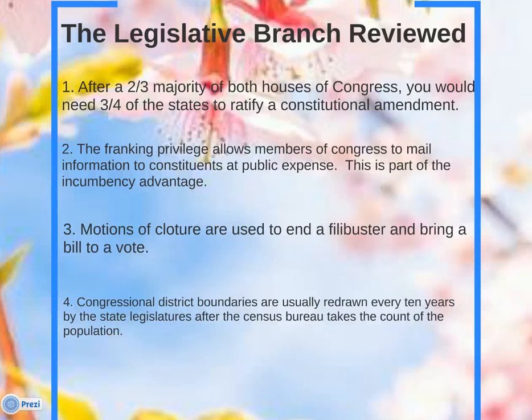After a 2/3 majority of both houses of Congress, you would need 3/4 of the states to ratify a constitutional amendment. That is very difficult to do, which is why we only have 27 of them.